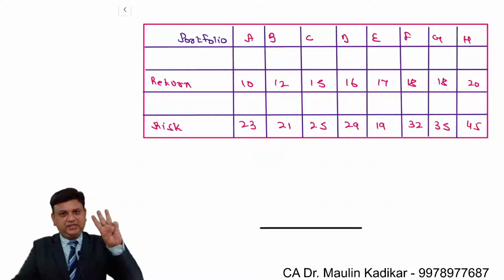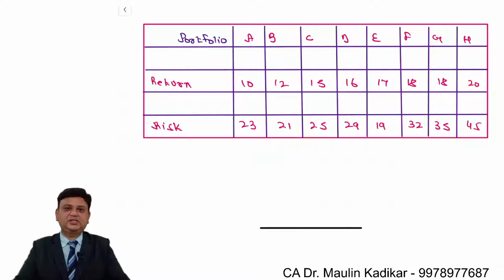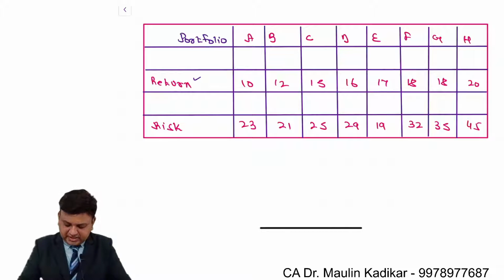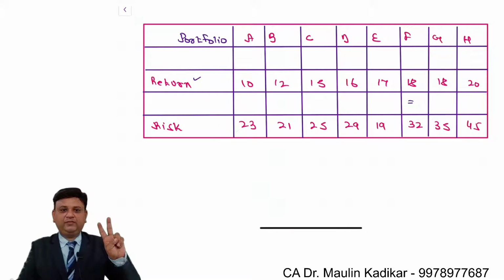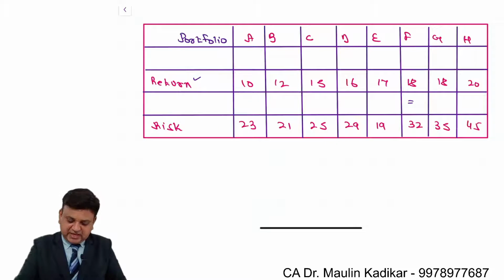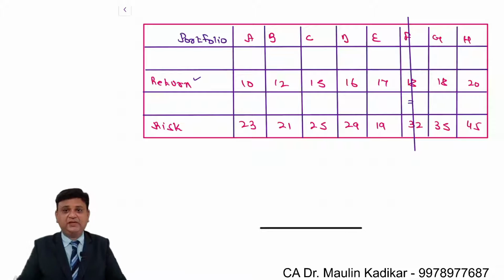Dear students, there are three things that we always do. First, identify the securities which have the same return. Do you find 10 later on? No. 12, no. 15, no. 16, no. 17, no. 18, yes. I am able to find 18% coincidentally in the very subsequent portfolio. So both of them have the same return. The security which has lower risk will be considered the efficient one, so over here F will be considered efficient.